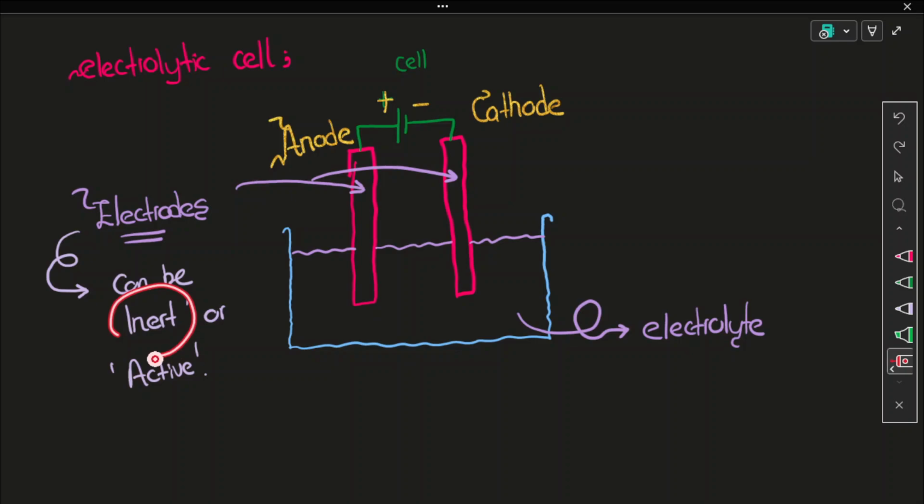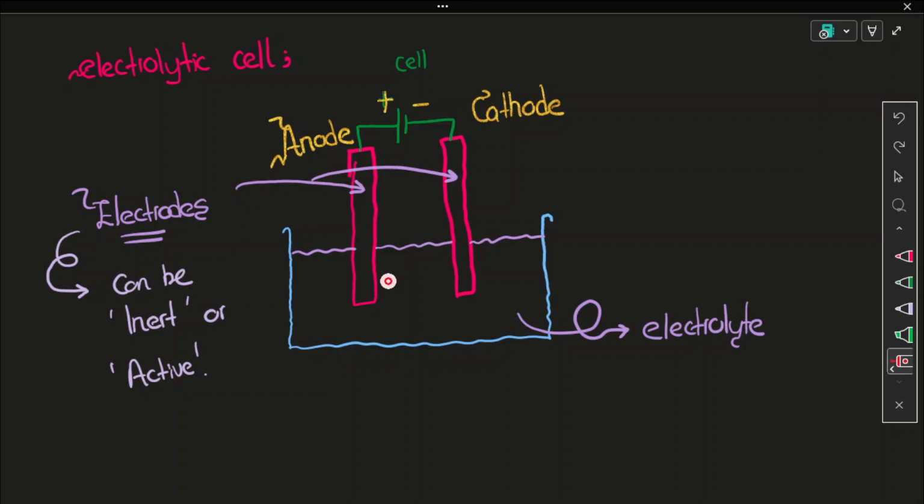If the electrodes are actually inert, they will not take part in the reaction, meaning they will not break down into the electrolyte or interfere with anything or change any chemical reactions or change the product. They won't. But if those electrodes are active, they will break down into the electrolyte, they will take part in reactions, interfere with reactions, change the product and all of that. Okay, so that's simply the basic definition of inert and active.